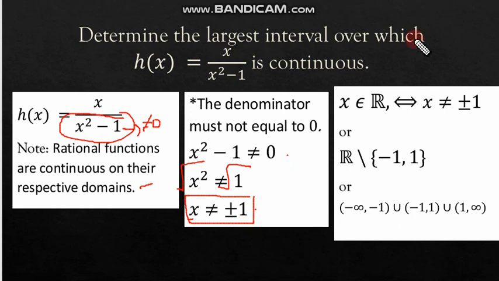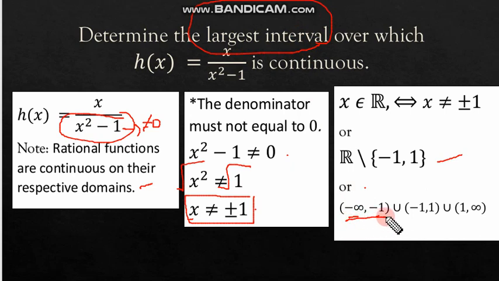So it means that our function is continuous on an interval except at the points negative 1 and positive 1. So all values of x that are an element of the real numbers. The function is continuous if and only if x is not equal to negative or positive 1. We can write the real numbers minus negative 1 and 1, or we could write from negative infinity to negative 1. That's the largest interval.